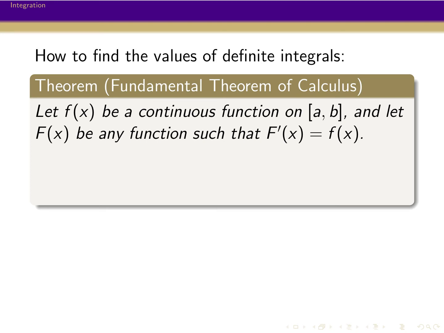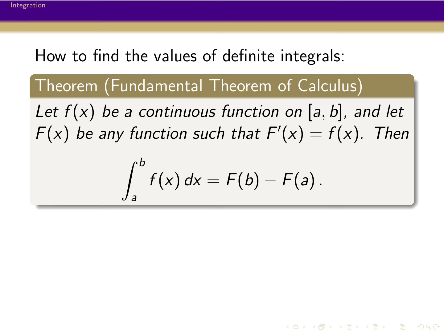It says that if we have some continuous function f of x from x equals a to x equals b, and then we take any function big F of x such that when I take the derivative of big F of x, I get little f of x. Well, what's the importance of this big F of x? If I want to take the definite integral of little f of x from a to b, all I need to do is take this big F, which can be any function whose derivative is little f, plug in the two endpoints, and subtract them from each other, and that gives me the value of the integral. Okay.